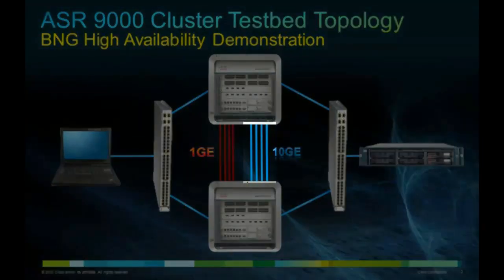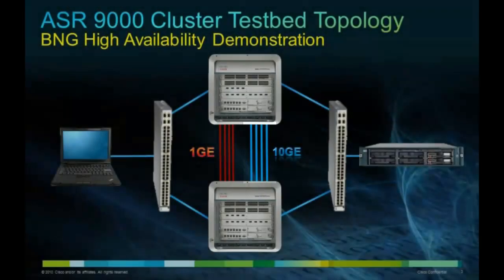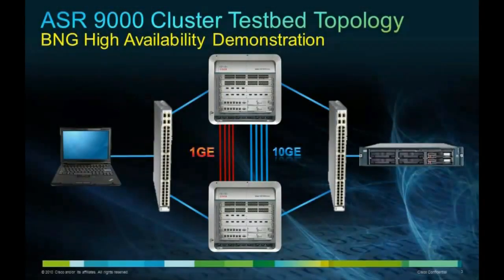Next, we have the four blue links connected between the two ASR 9000s. These are the data links portion of the cluster. This provides the forwarding capacity between the two routers in the cluster. Later in the demonstration, we will show you why this is necessary. Like the control links, the data links only require one link for the cluster to remain operational. However, losing links in the data area will reduce the forwarding capacity between the two routers.